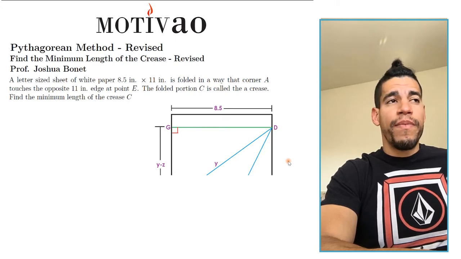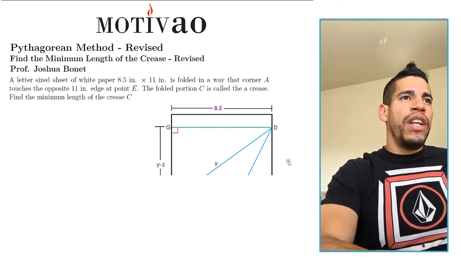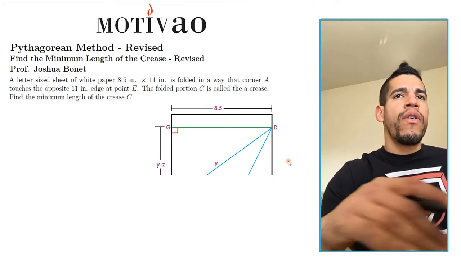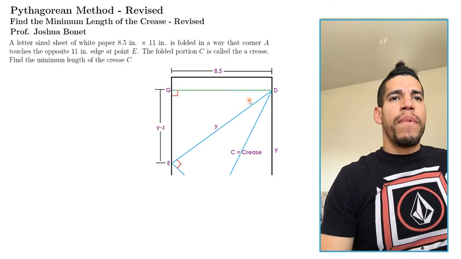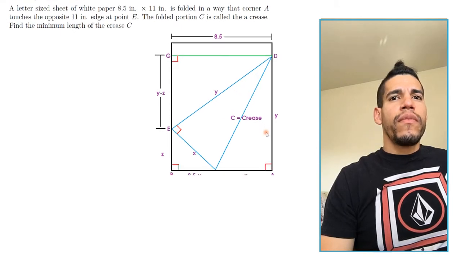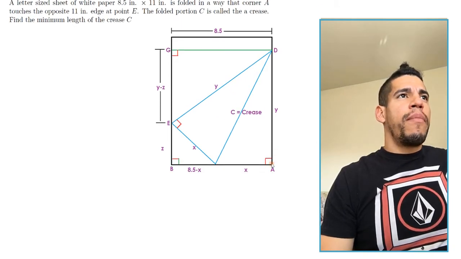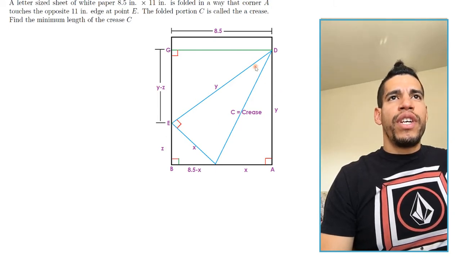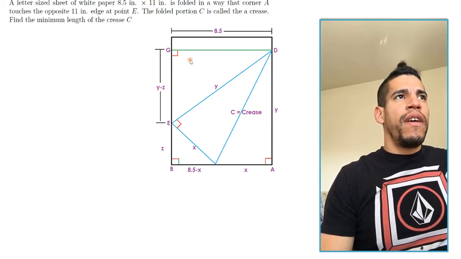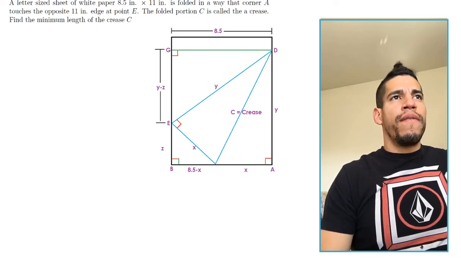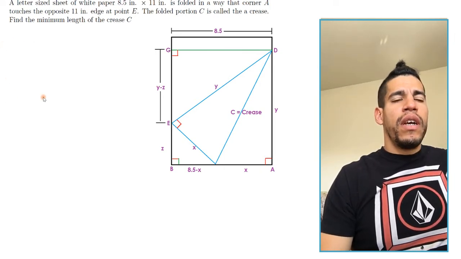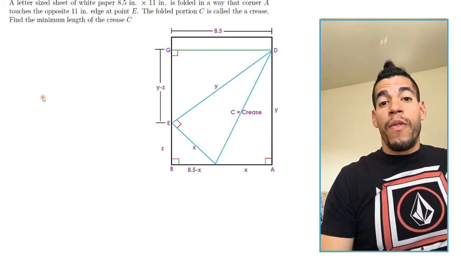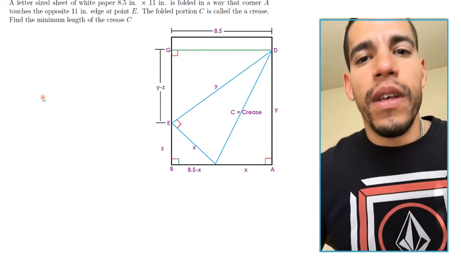Without talking anymore, let's go straight to the problem. It says a letter size sheet of white paper, 8.5 inches times 11 inches, is folded in a way that corner A, so here I have my corner A, touches the opposite edge at point E. The folded portion is called the crease. Find the minimum length of the crease C. For the Pythagorean method, we're going to be using the Pythagorean theorem. That's why it's called the Pythagorean method. So let's start.